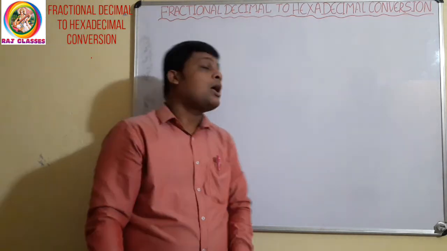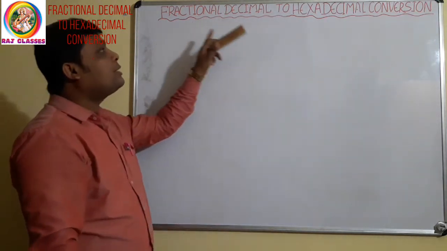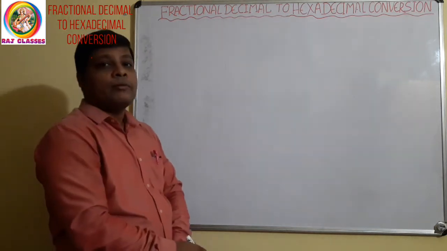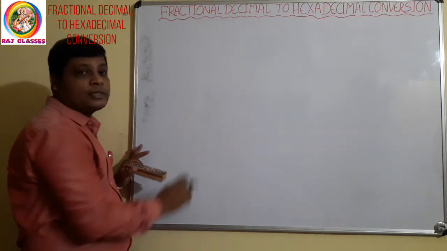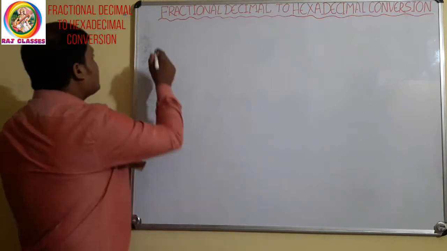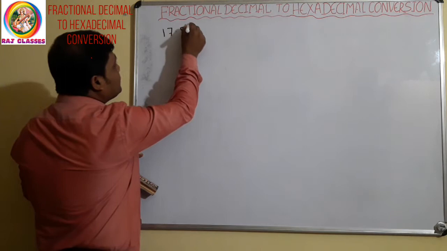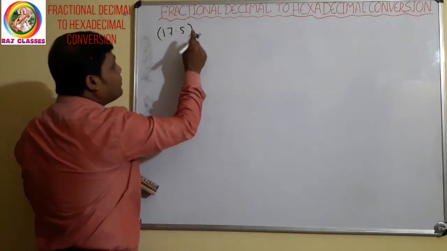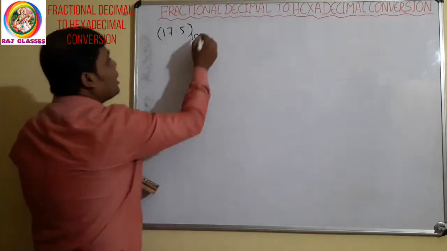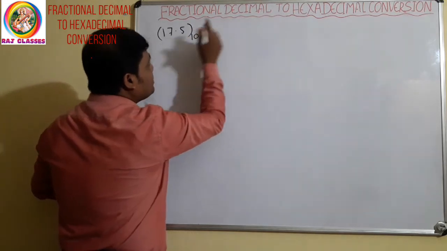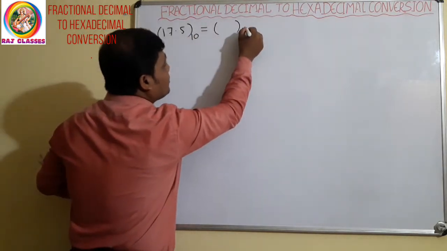Today we will discuss how to convert fractional decimal to hexadecimal. Let us take one example: 17.5 base 10. Base 10 means decimal. How to convert this decimal to hexadecimal?